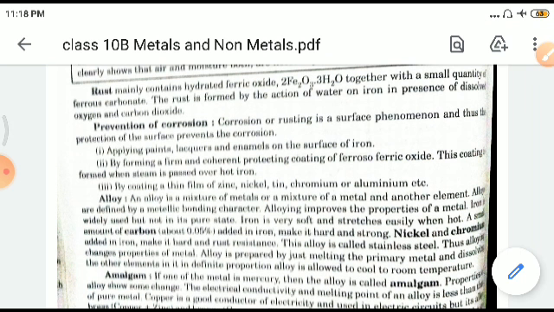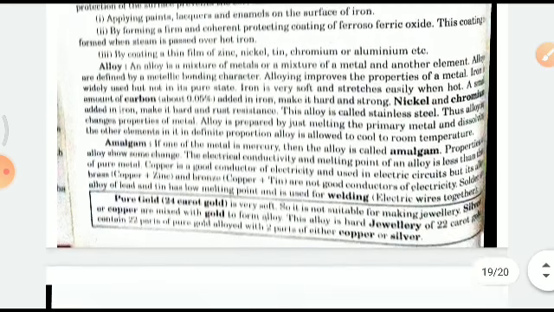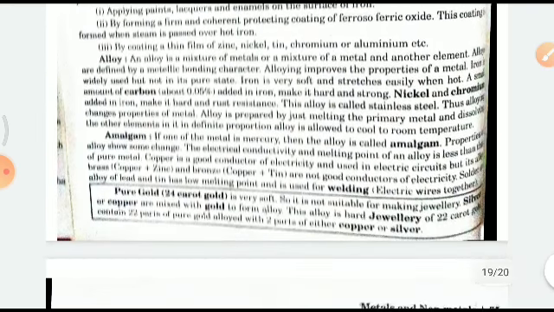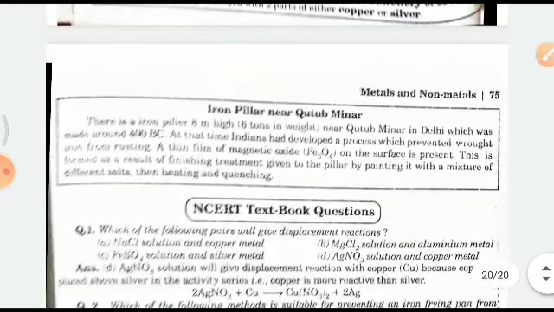Now, what is an alloy? An alloy is formed by mixing two metals in a particular ratio. It improves the properties of metals, right, and sometimes it also reduces the cost. Amalgam: if one of the metals is mercury, then the alloy is called an amalgam, right? Now, the iron pillar near Sarnath contains a thin film of magnetic oxide.